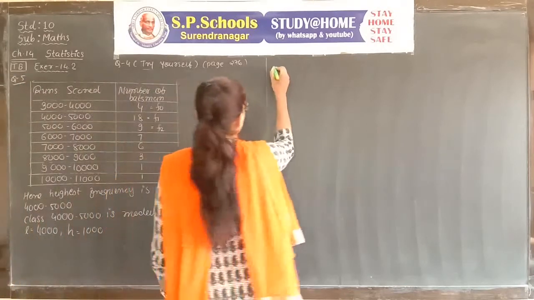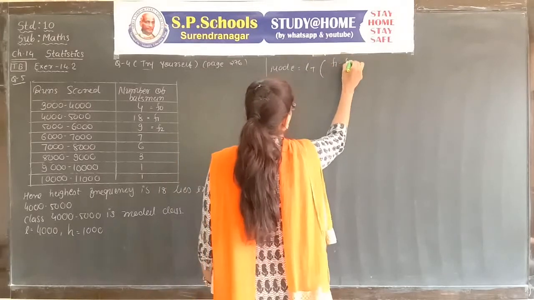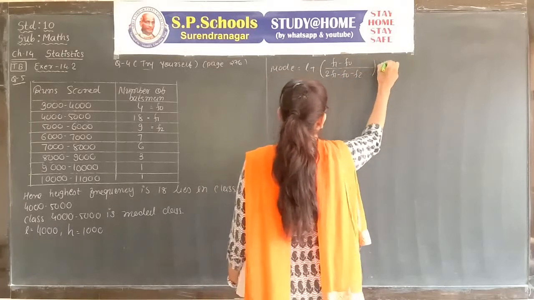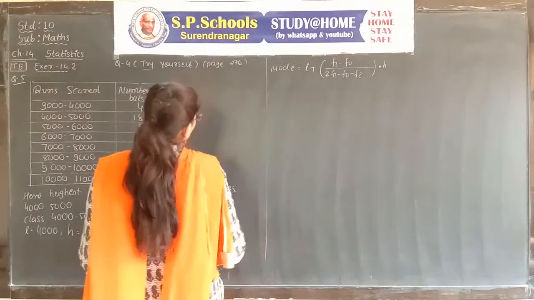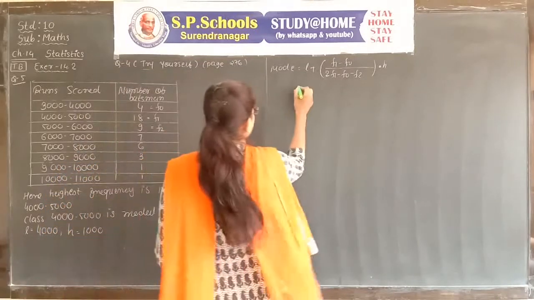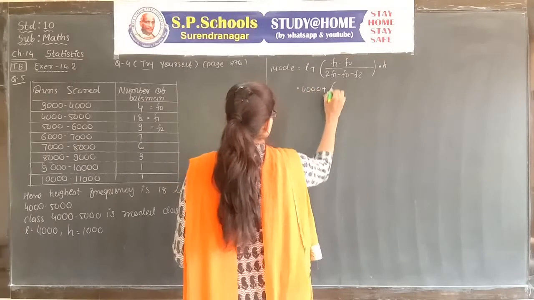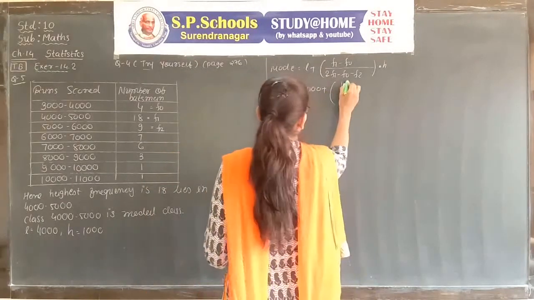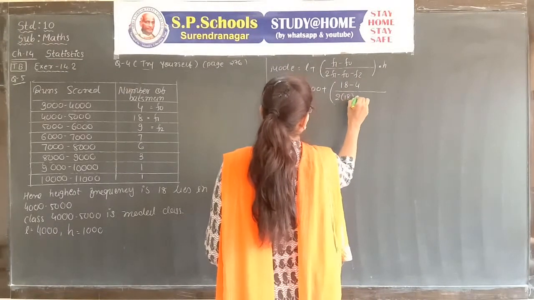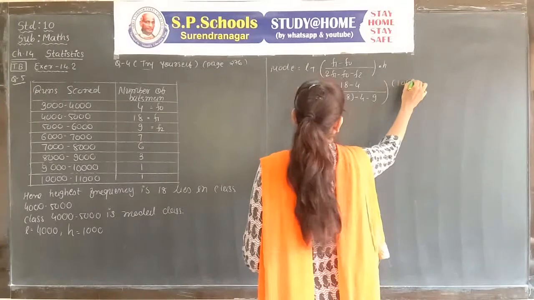Now we use the formula to find mode. Mode is equal to L plus (F1 minus F0) upon (2F1 minus F0 minus F2) into H. Keep in mind the order of F1, F0, then below side 2F1 minus F0 minus F2. Now we substitute all the values. L is equal to 4000 plus F1 minus F0. F1 is 18 minus F0 which is 4, upon 2 into 18 minus 4 minus F2, which is 9, and the class size which is 1000.